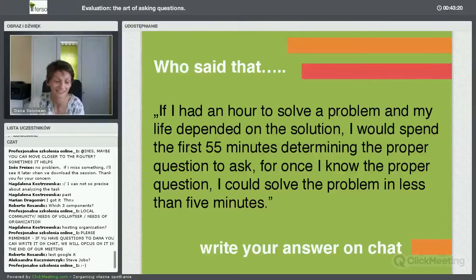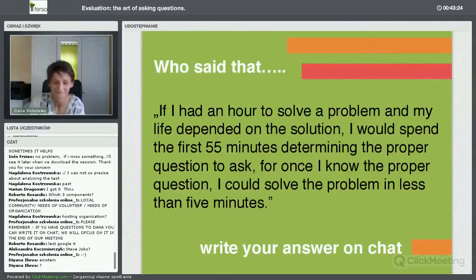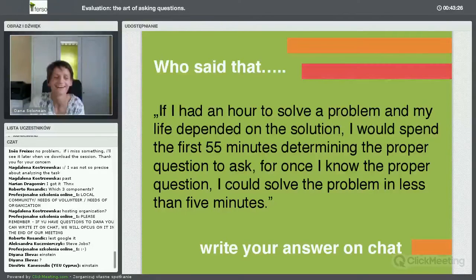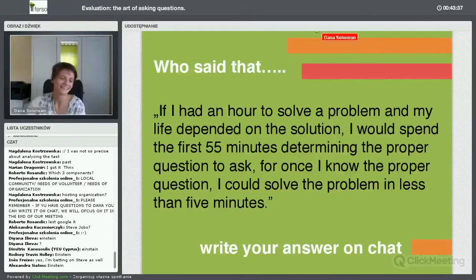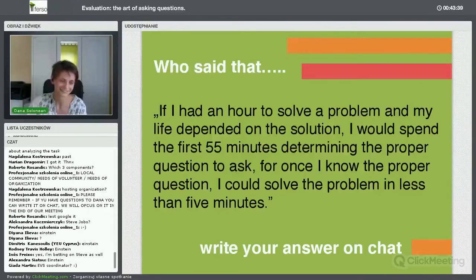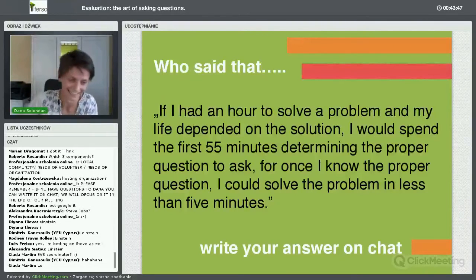Some ideas. I see here Steve Jobs. Could be. Okay. So I see, I'm betting on Steve. Okay, yes, it's true. I see that somebody, an EVS coordinator, is good. A very wise one.